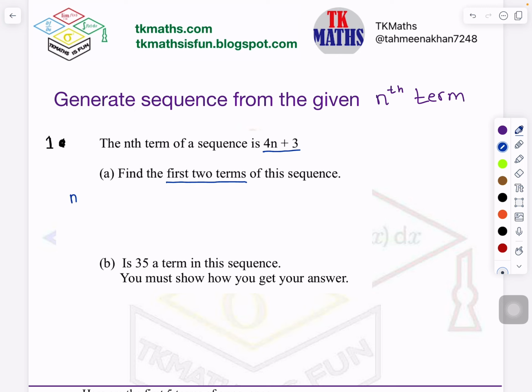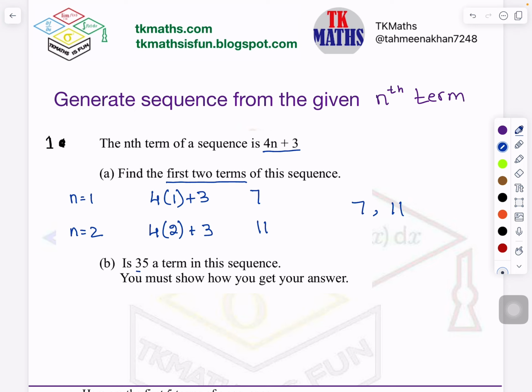Absolutely right. You will write n equals 1 and n equals 2, and you will get term 1 and term 2 in this formula. You can do it mentally or you can write it like this. So it is 7, and then you put n equals 2 for the second term, 11. So if somebody asks you what the first two terms are, you will say 7 and 11.